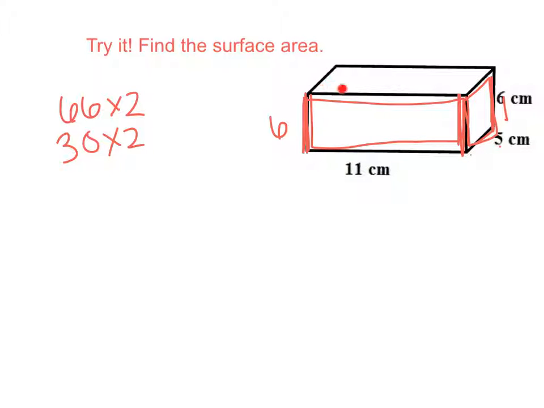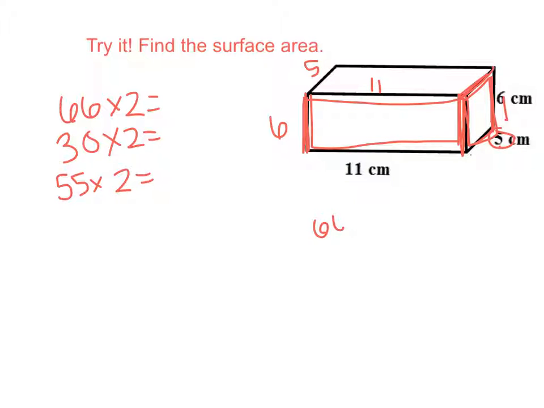Then at last, my top. Okay, there's no numbers up there, but think, what is this long line? It is 11 centimeters, and this shorter line is 5 centimeters. So 11 times 5 is 55, times it by 2. Okay, so then I would have to do some quick addition here. 120, 152. Oh, was that right? Hold on.